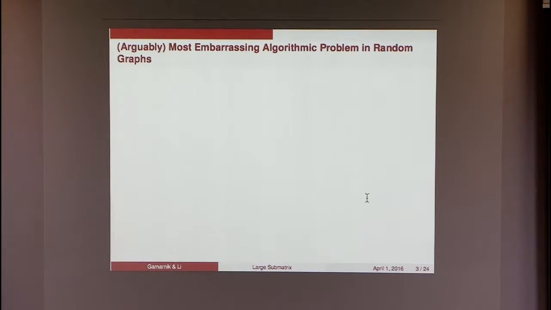But before I do that, let me introduce one of such problems, and arguably this is the most embarrassing algorithmic problem in the theory of random graphs. Here's the problem. It's actually very old. Consider an Erdős-Rényi random graph with n nodes and edge probability p. I hope everybody is familiar with that, but just to remind you, we have an n-node graph, and every edge is present with probability p and absent with probability 1 minus p independently. It's a vanilla Erdős-Rényi graph going back to the 1960s.